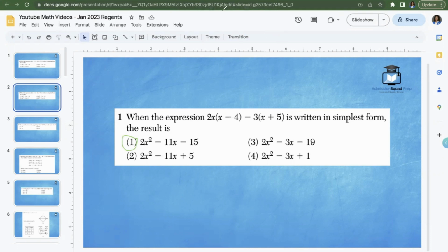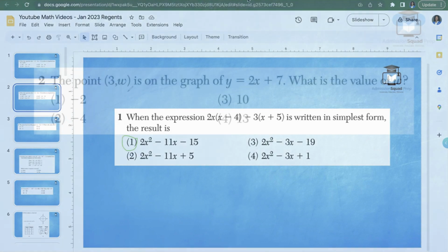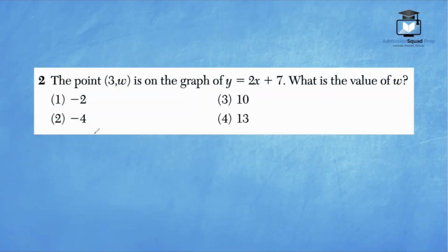Let's head on over to problem number 2. Problem number 2 states the point 3 comma w is on the graph of y equals 2x plus 7. What is the value of w? Notice that this point represents an x comma y ordered pair, also known as a coordinate point. X represents our input value, y represents our output value. So they decided to use w, but don't be alarmed. It really still just represents y.